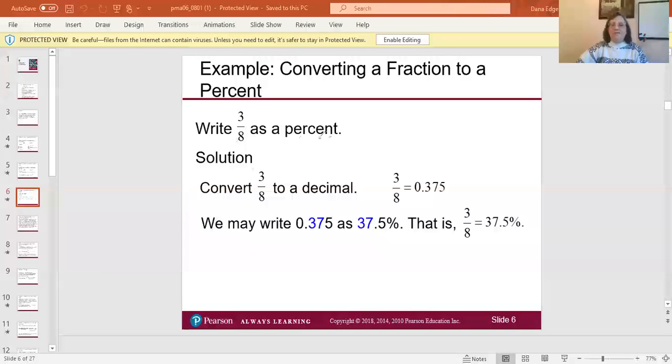Anytime you need to write a fraction as a percent, what I would suggest you do is run the fraction through a calculator, divide it out, change it to a decimal, and then you already know how to change a decimal to a percent.